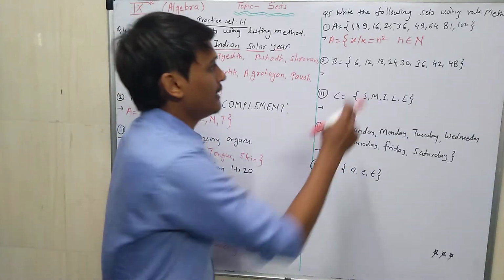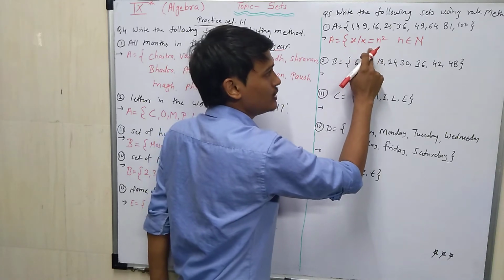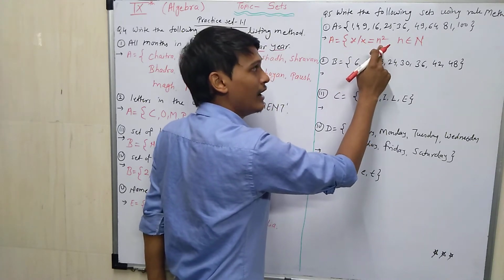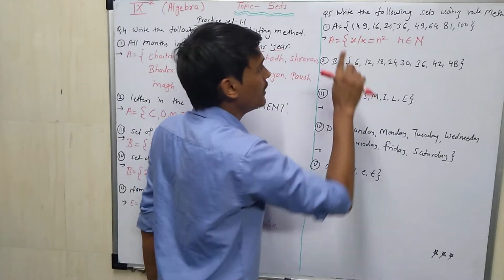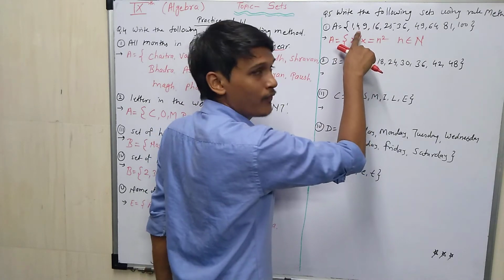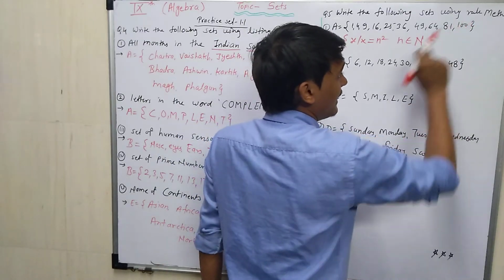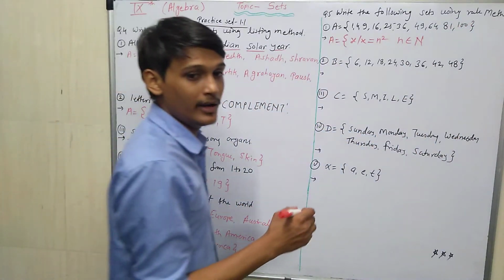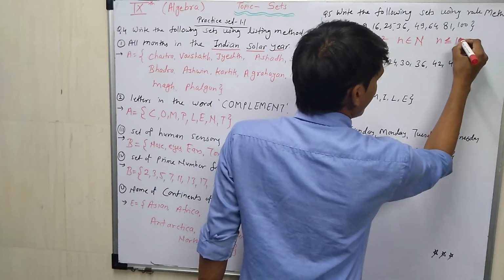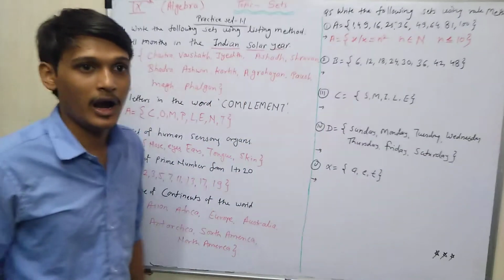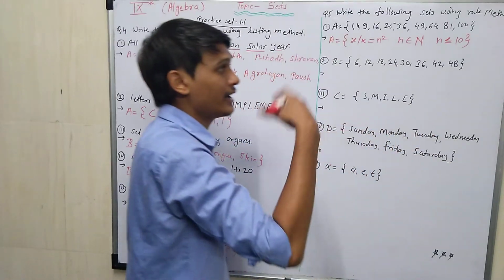I put the value of n, and x is equal to n square. If n value is 1, then 1 square will be 1. And if the value is 2, then 2 square will be 4. Got it? Then last is the number 100, so we will write here n less than or equal to 10, and the bracket will be closed. Why less than or equal to 10? Because there are only 10 numbers, not 11.